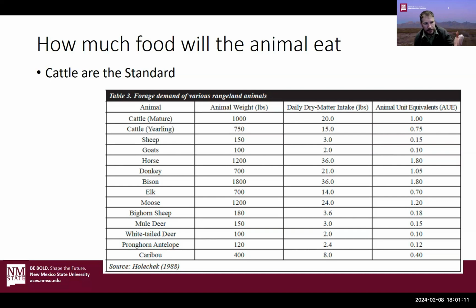But you can see these are all based off of a cow. So the cow is the model, the cow is the standard. Anything off of that is just a prediction of body weight and their similarity to a cow in their digestive system. So essentially, a cow will consume about 2% of its body weight daily.